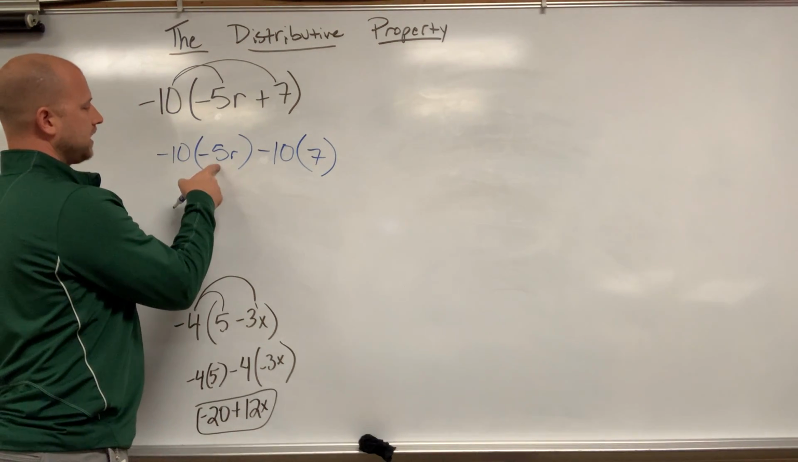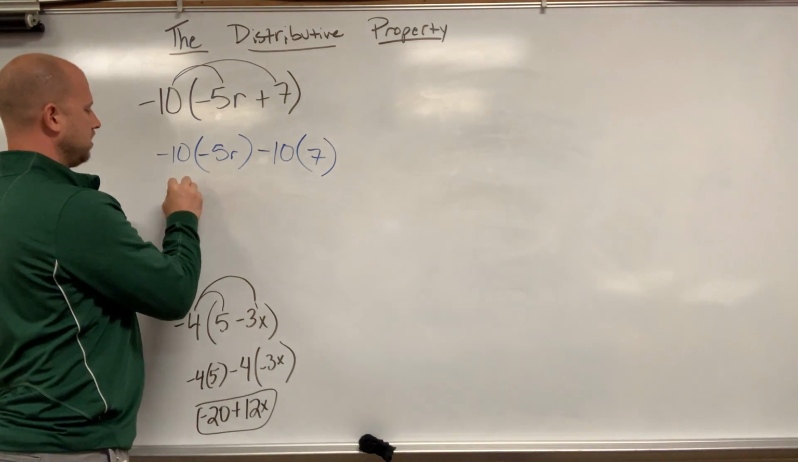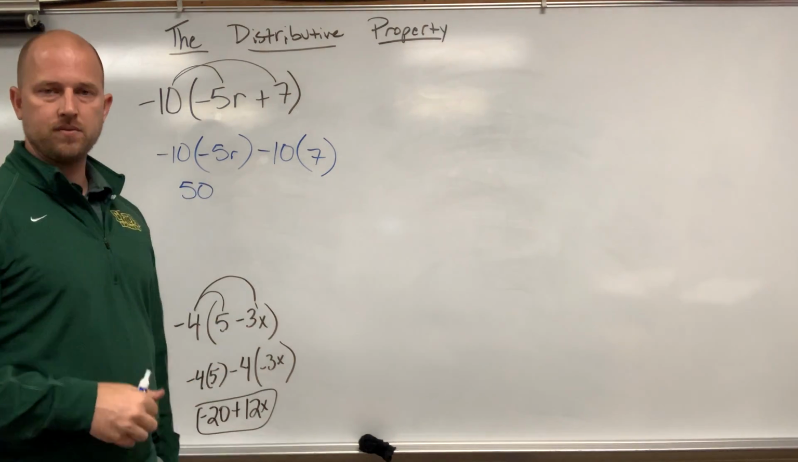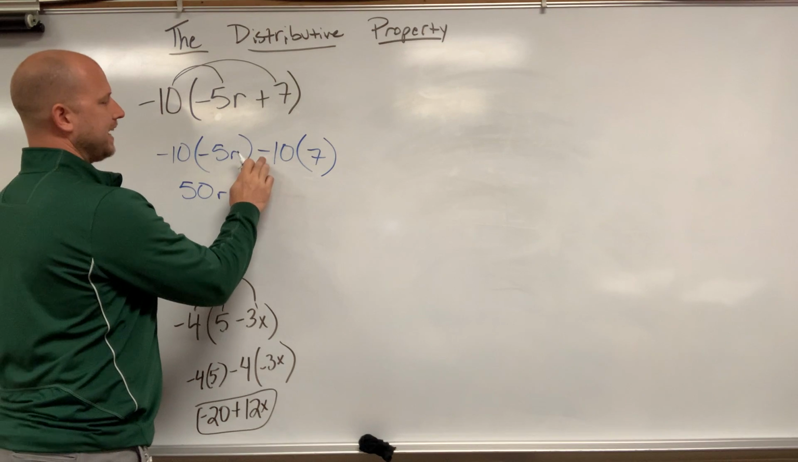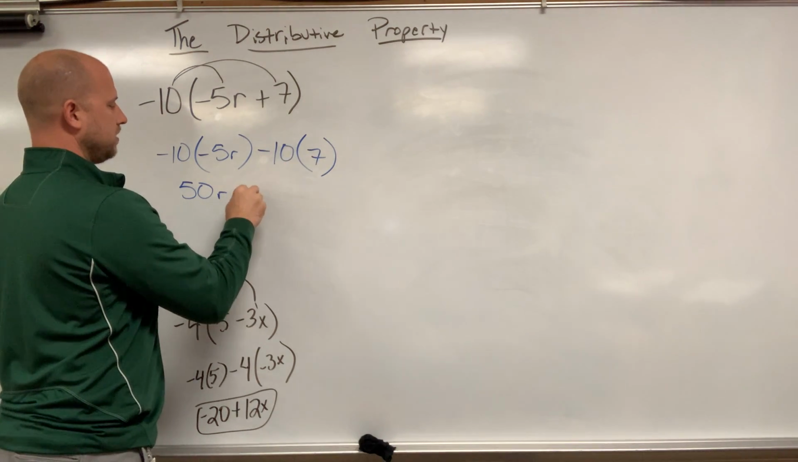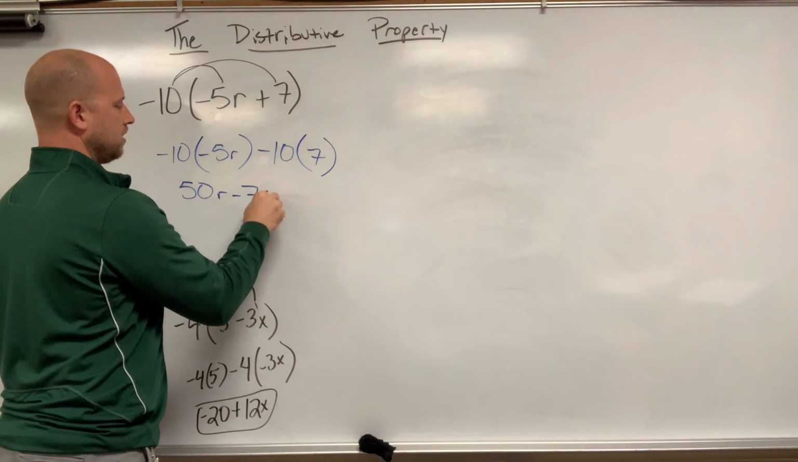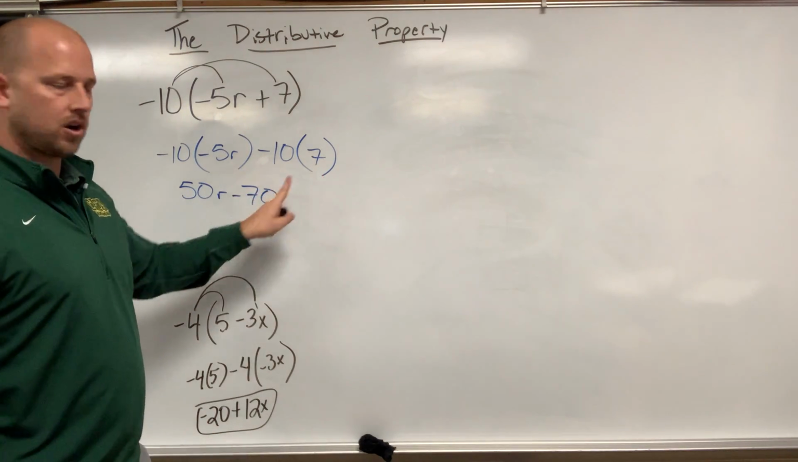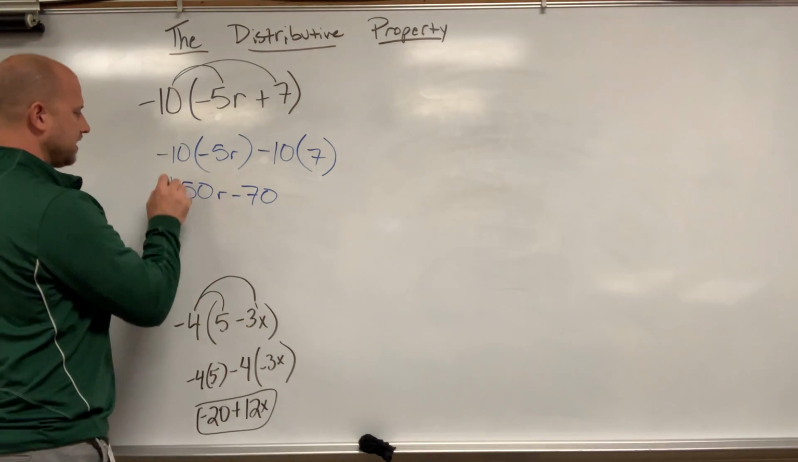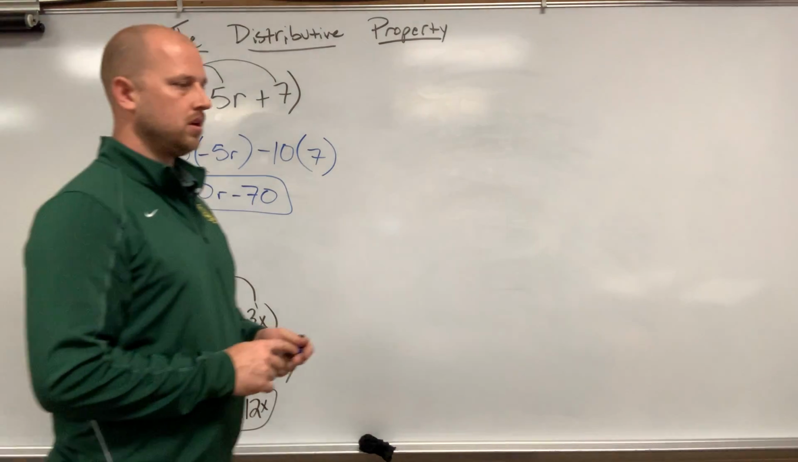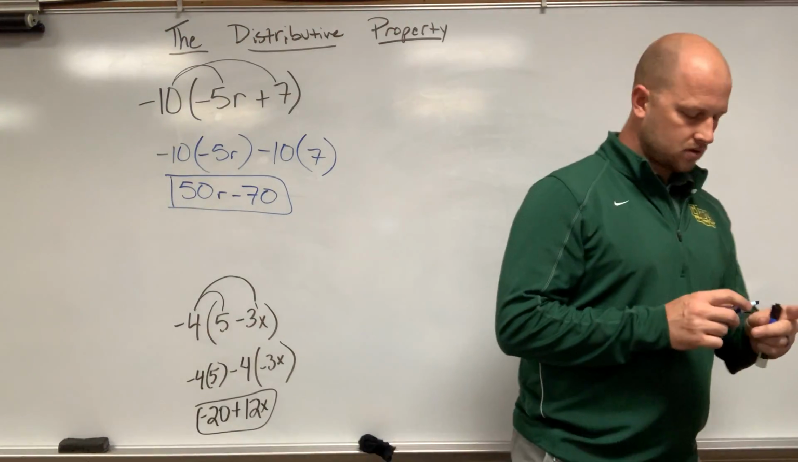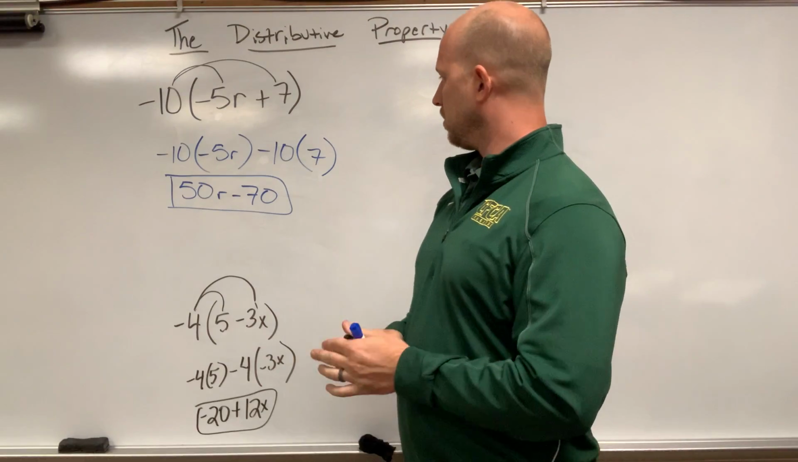So -10 times a -5, +50, right? We have the same sign, so it's positive. Bring your variable. -10 times a +7. We have different signs, so it's negative. So this is a +50r minus 70. All right, let's do one. Let's have you do one here.